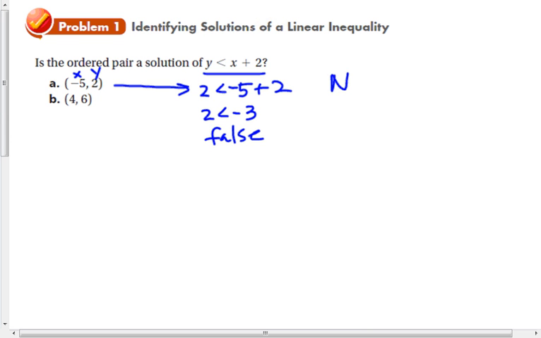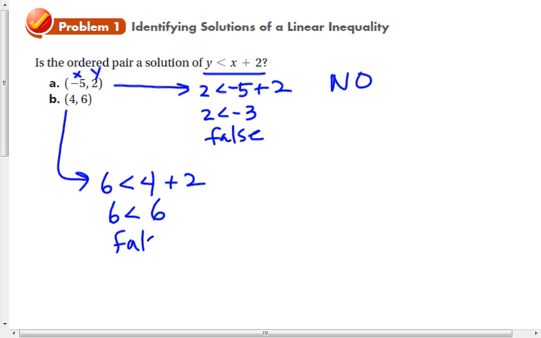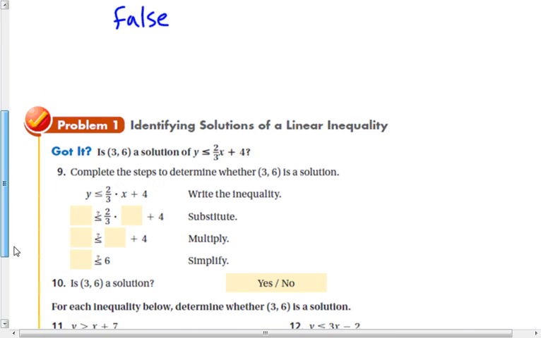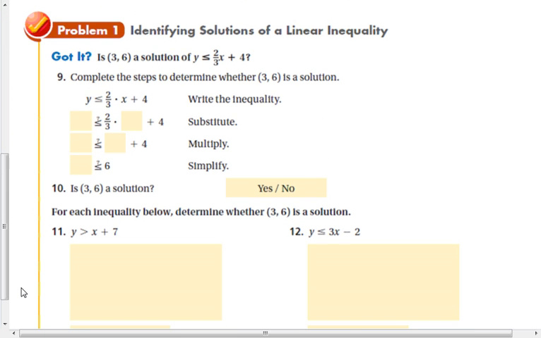The answer is no. And for B, again, we're going to substitute 6 for y and 4 for x, and just see if it's true. This time we get 6 is less than 6, and again, that's false. So we're going to say no, this is not a solution either. So neither of these are solutions. Just substitute the values in and check and see if the resulting inequality is true or false. Let's go ahead and try that.